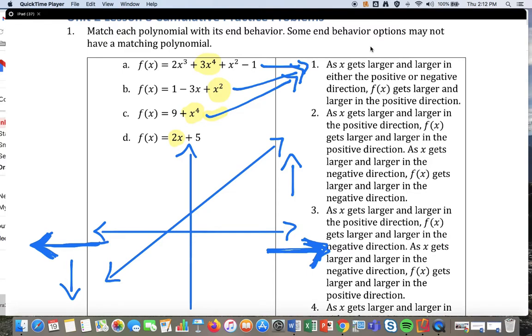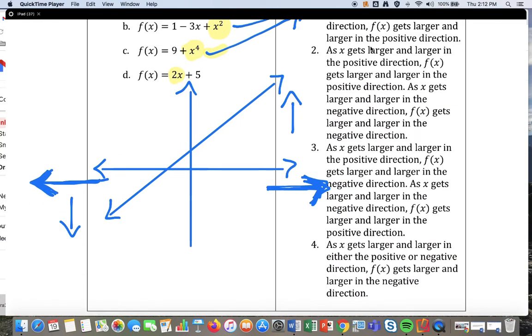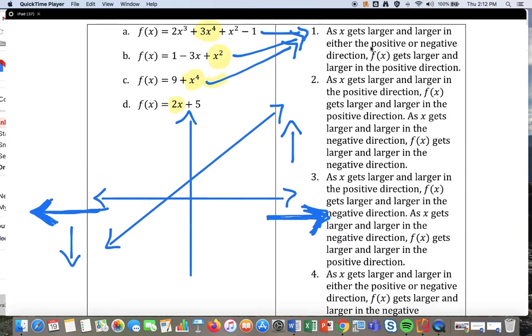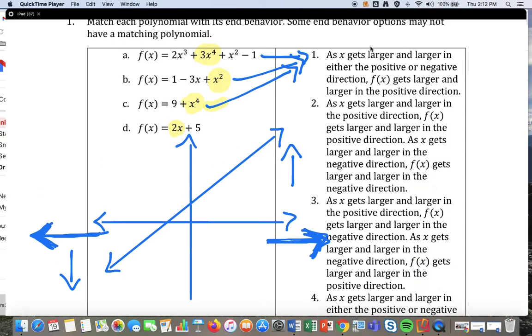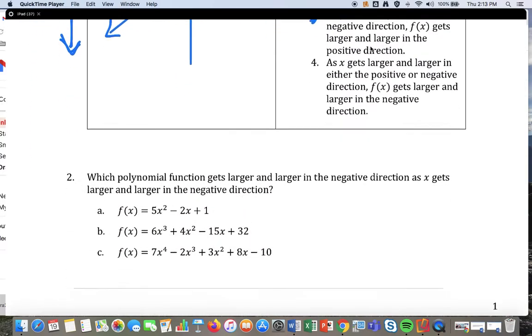As x gets larger and larger in the positive, no, number 2 doesn't work. As x gets larger and larger in the positive direction, f of x gets larger and larger in the positive. It does work, sorry. Number 2 does work. And as x gets larger and larger in the negative direction, f of x gets larger and larger in the negative direction. Yes, so letter D would be described best by number 2. And we don't need 3 and 4.